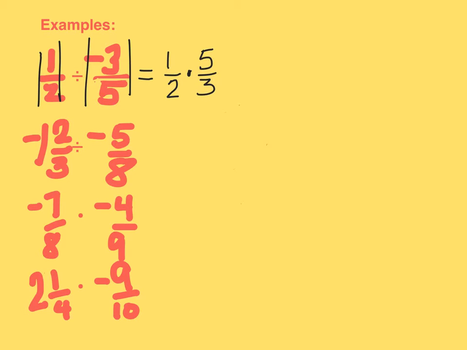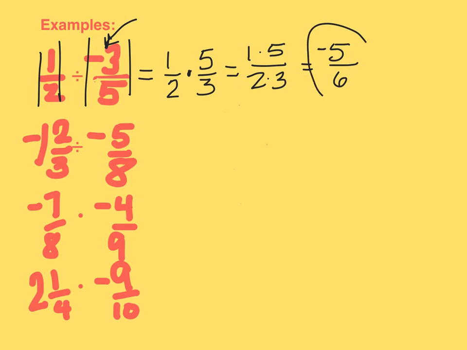Now we multiply. So this becomes a multiplication problem. Keep the top with the top and the bottom with the bottom. So 1 times 5 is 5. 2 times 3 is 6. Lastly, we reduce. We don't need to reduce this, but we do need to go back and see how many negative signs there were to begin with. There's only one, so that means my final answer is negative. -5/6 is the answer.